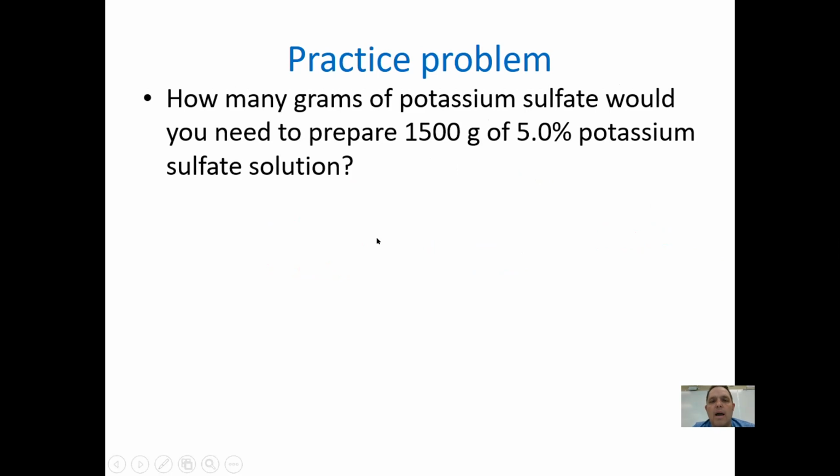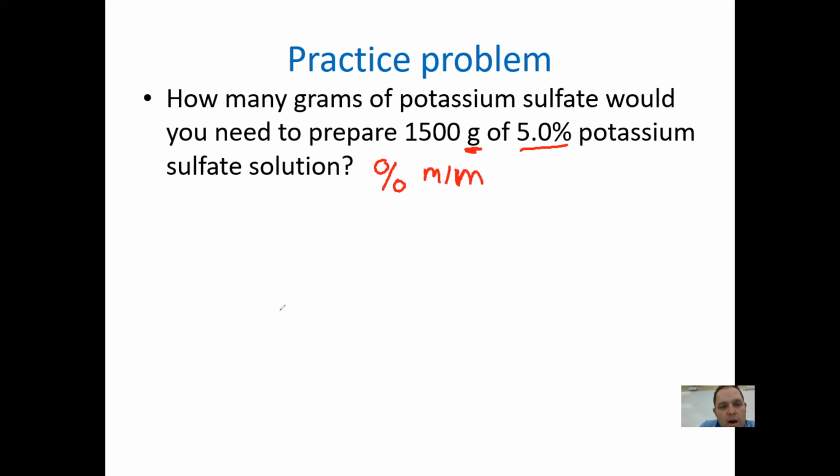Here, it's asking for how many grams of potassium sulfate would we need to make this. And you can see that it gives us in grams. So this is our key here. Hey, it gives us in grams of a solution. So we are looking at a percent mass because it has grams, mass versus mass. Oops, that's a V. Mass versus mass. So let's set this up.